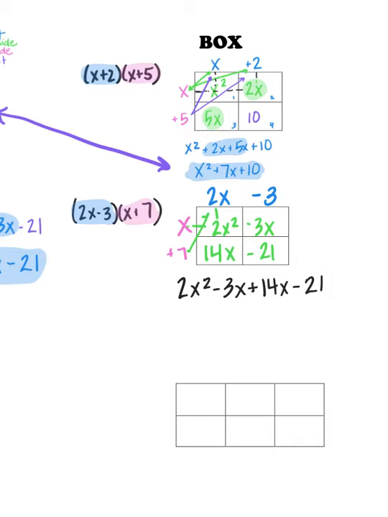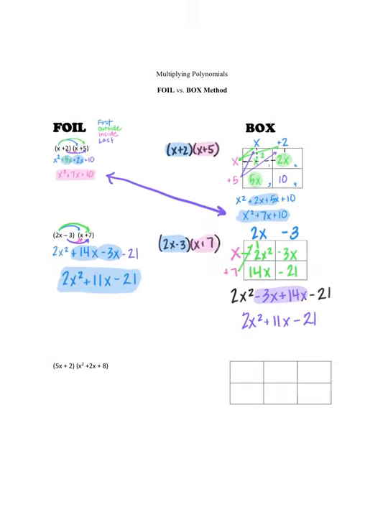I can combine these, and I end up with 2x squared plus 14x minus 21, which is the exact same thing I got over here.